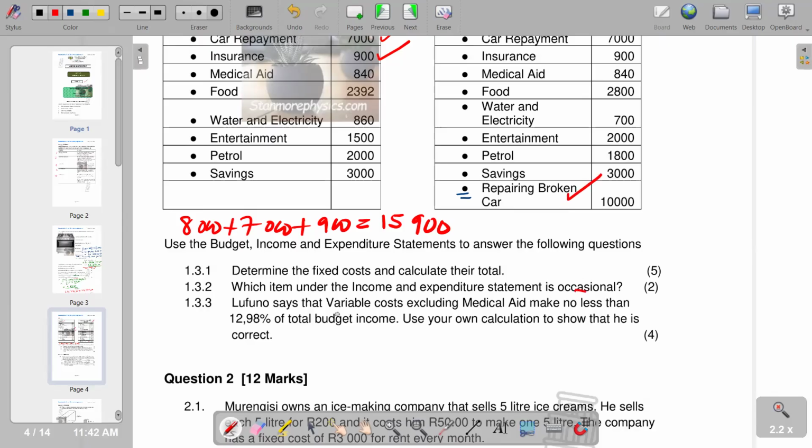Then 1.3.3, Lufuno says that variable costs including medical aid make no less than 12.98% of total budget income. Use your calculation to show that it is correct. So of course we're going to the budget section, which is this side, and then we check in terms of the variable costs, but excluding medical aid, which we have at this part. So we are going to exclude that one, and then we check other variable costs that we have.